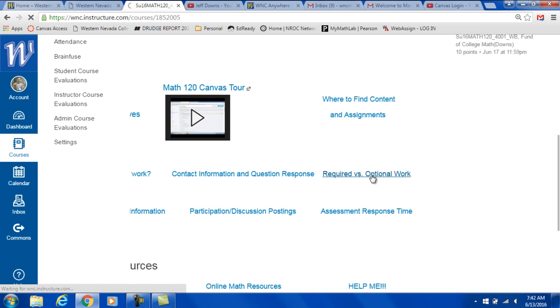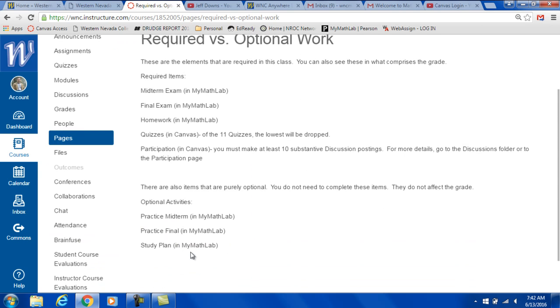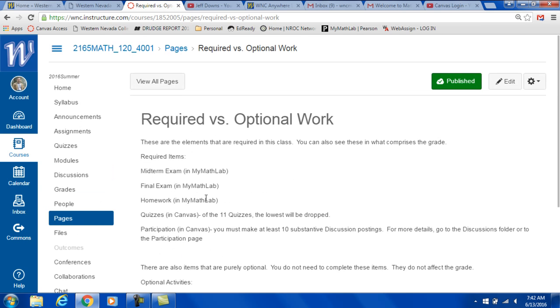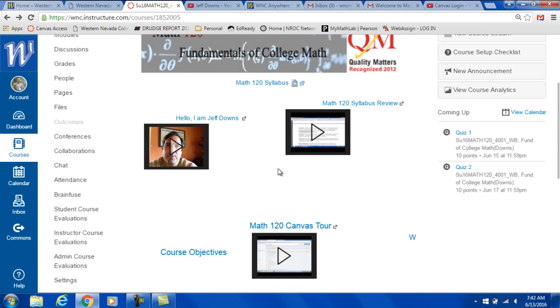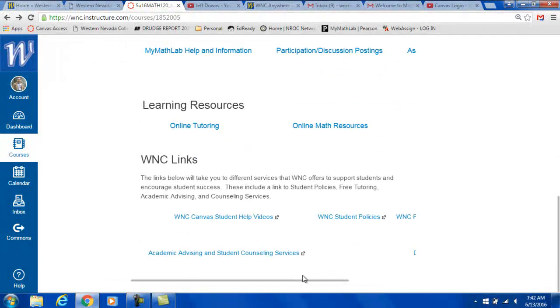Required versus optional work. I often get questions about what you have to do, and well, you have to do your midterm, final exam, homework, and quizzes. There's something like a study guide and study plan in My Math Lab. You don't have to do it. Practice midterm, don't have to do it. Practice final, don't have to do it. Oh, you have to do the quizzes too. I don't know if I said that.